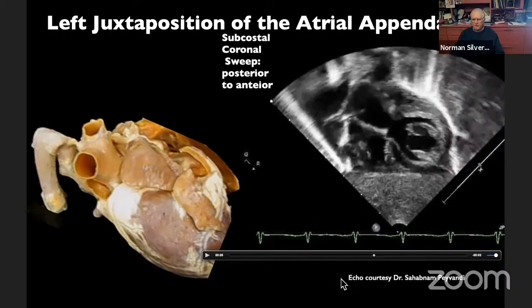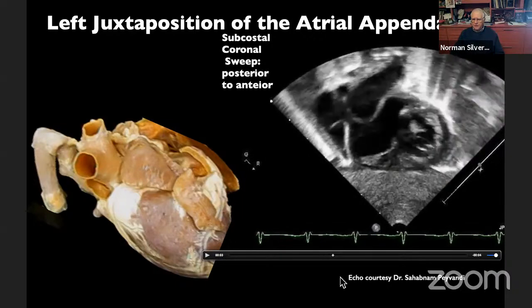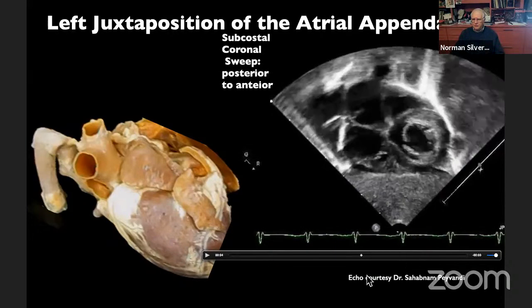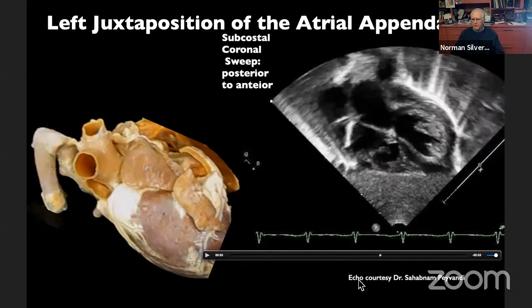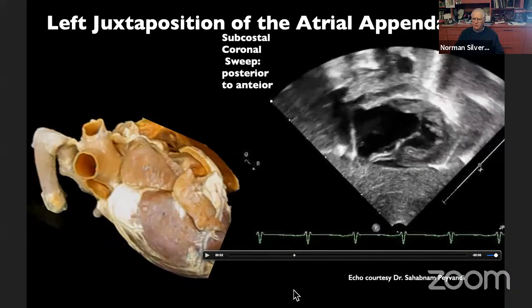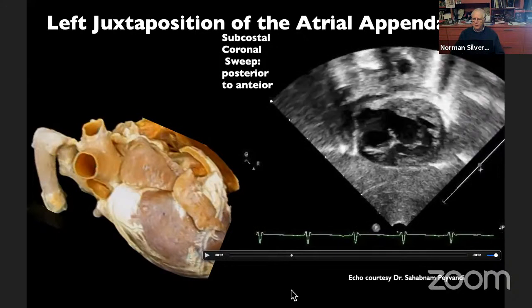So we know there's transposition, but we see that the atrial septum is twisted around. There's the big right atrial appendage on the left side, and if we go backwards, we'll see the small left atrial appendage here on the left side. Here we go. There's the little left atrial appendage.